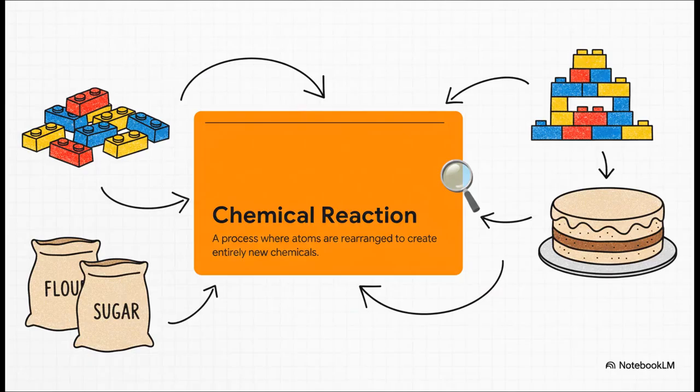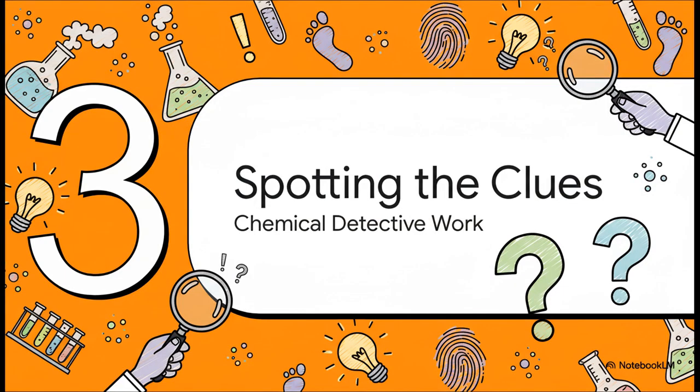So here's the key idea. Nothing is actually being created or destroyed here. Just think of atoms as being like Lego bricks. A reaction just takes your original creations apart, the flour, the sugar, and it rebuilds all those same bricks into something brand new. In this case, a delicious cake molecule. Now, the cool thing is that these reactions are happening around us all the time.